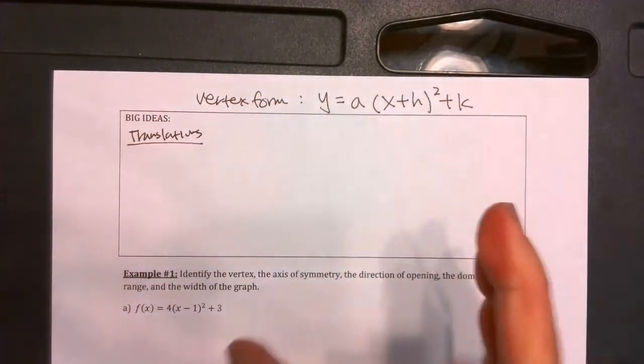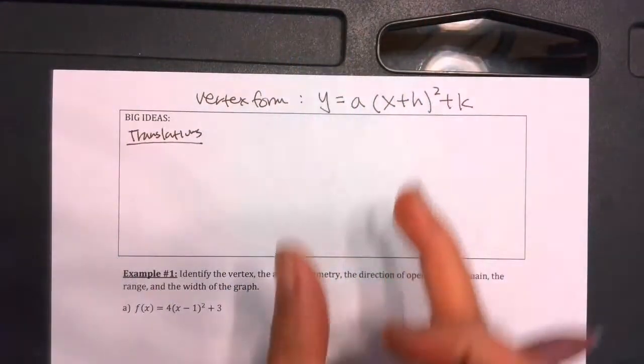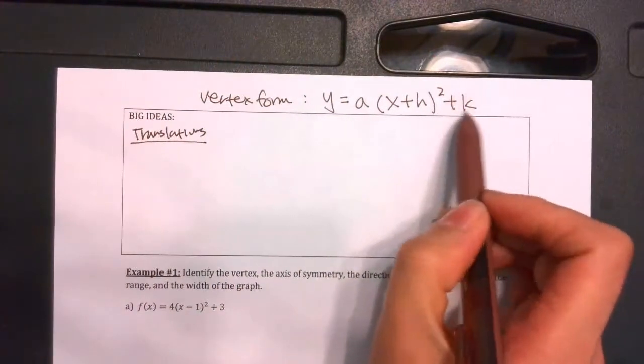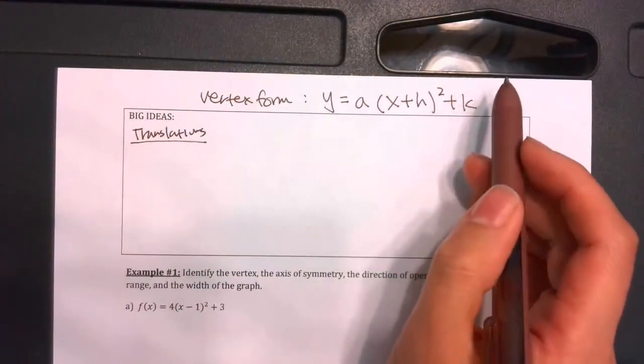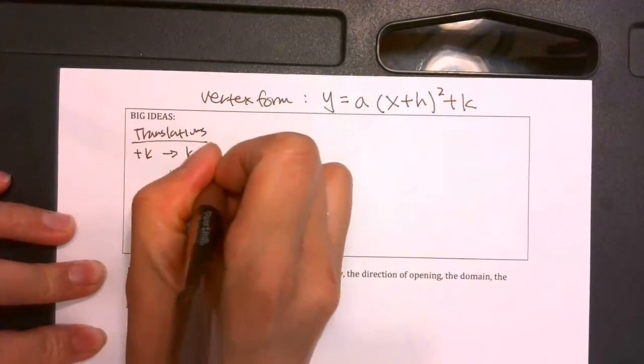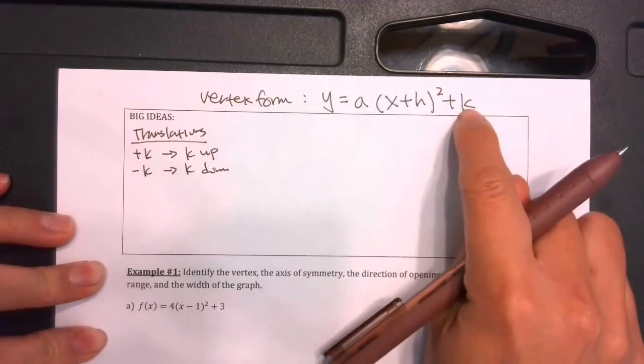So translation from the parent function y is equal to x squared, you can move it up and down, you can move it left and right. All right, so how does that go? The k number is vertically shifting up and down, so when k is positive, you're moving it k up. If k is negative, k down, so that is up and down.